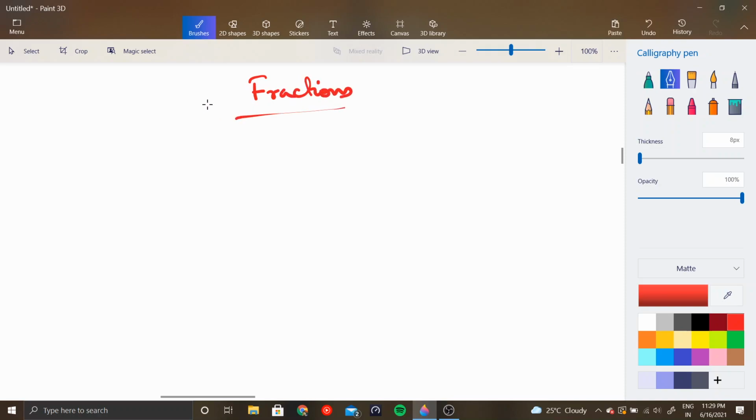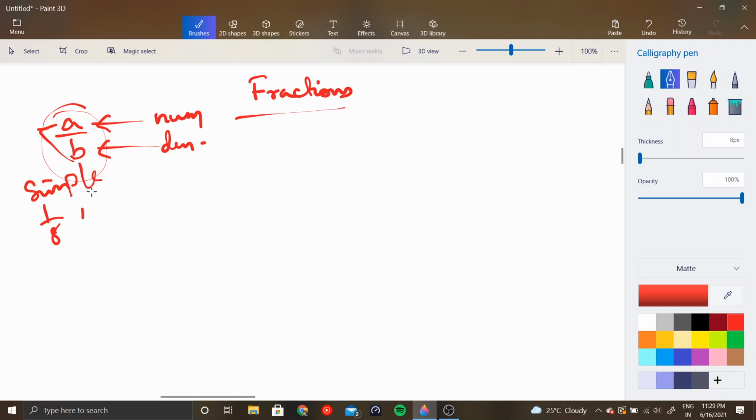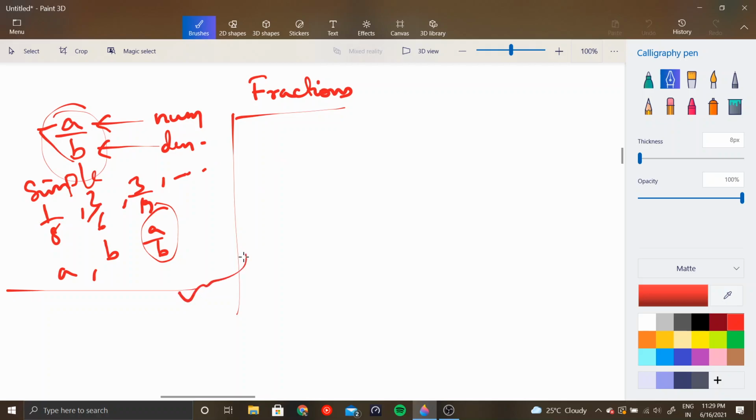In the last class, we covered what fractions are. We looked at how a fraction looks. It is basically composed of the numerator and the denominator, and when the numerators and denominators are integers, we call this fraction a simple fraction. Some examples are 1 by 8, 2 by 6, 3 by 19, etc. When these are fractions in itself, they are called complex fractions. When a is a fraction, b is a fraction, and a by b is given, it is a complex fraction. So that segregation we talked about in the previous class.